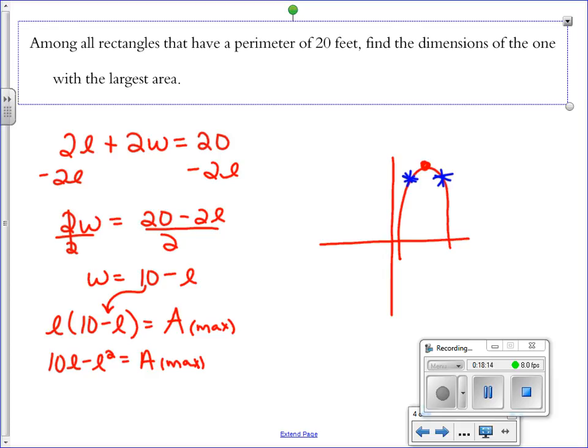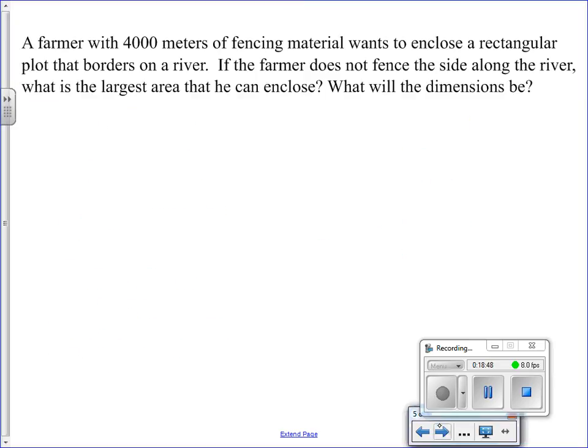And what's your maximum? What's your y value? 25. Yes. Your maximum area when you have a perimeter of 20 is 25 square feet. Alright, just a little calculator trick right there. Now the next one, back to fences. No, I just want the maximum area. It's going to be a square. X is 5. 5, 5, 5, 5. That's 20.